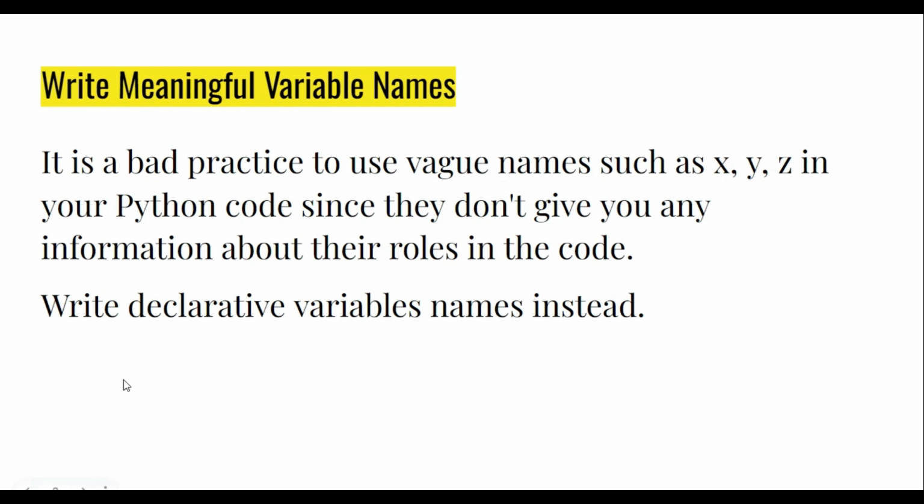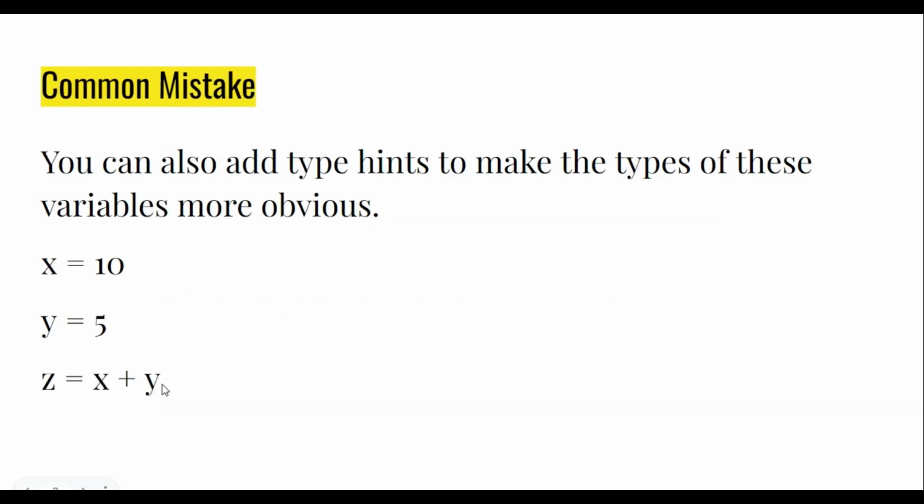Whenever you are giving variable names, they should be declarative. Declarative names mean that the name itself should tell its role. Here you can also add type hints. When you give type hints, the person reading your code or developing your existing code will understand the variable's data type.